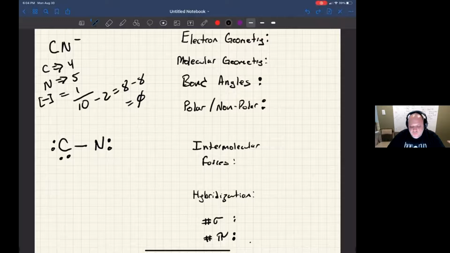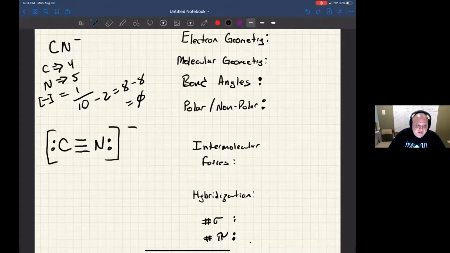So I would start to erase some of those lone pairs, and I would use them to make multiple bonds. Nitrogen's starting to get a little bit better, but it still doesn't have an octet. So I need to do it again. This ion ends up with a triple bond. And because it is an ion, I should go ahead and enclose it in brackets and put the charge on the outside of the brackets.